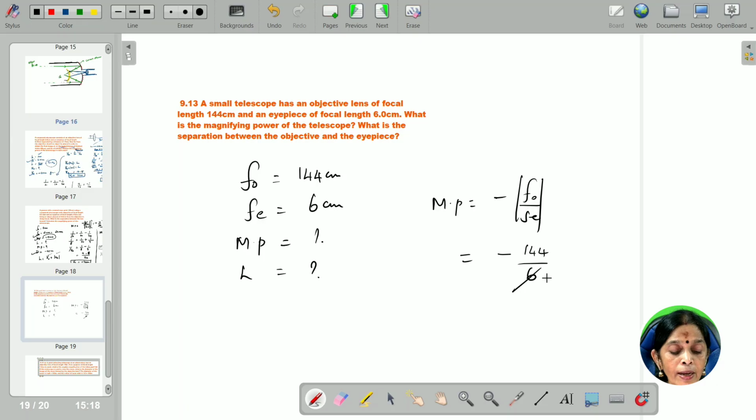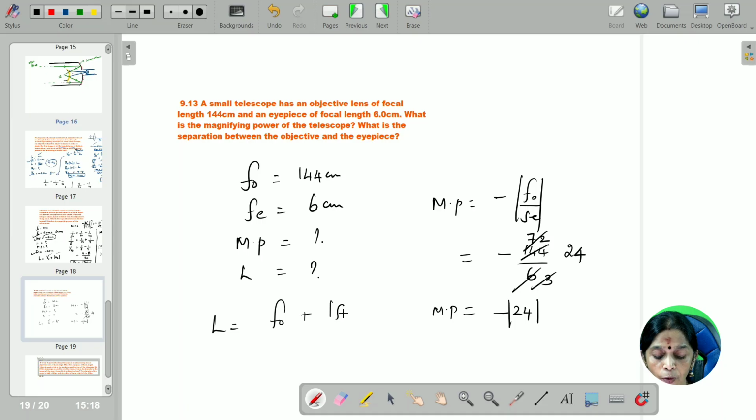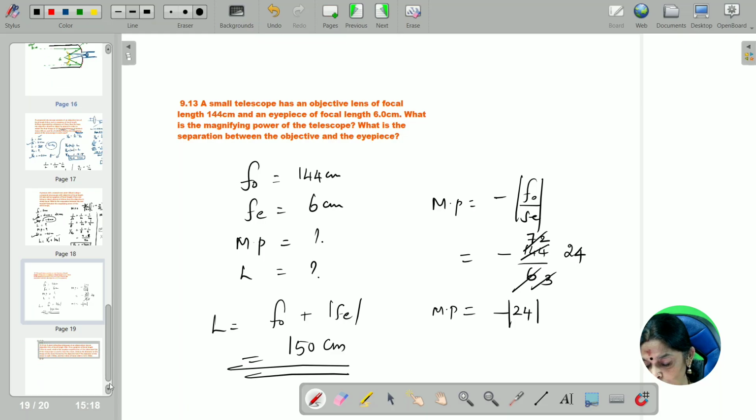So 24 is the magnification power, I guess. So magnification power is 24. Minus sign denotes that it is an inverted image. Tube length you can find out, that is equal to Fo plus mod of Fe. So that is equal to 144 plus 6 is 150 centimeter. So hope you got it children.